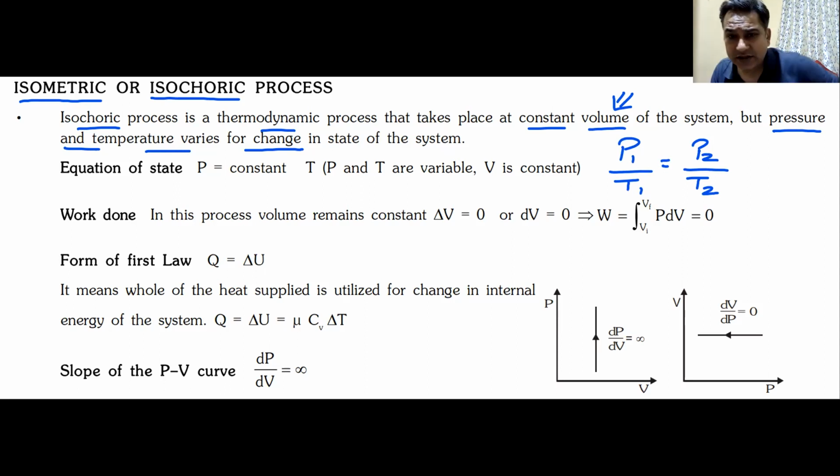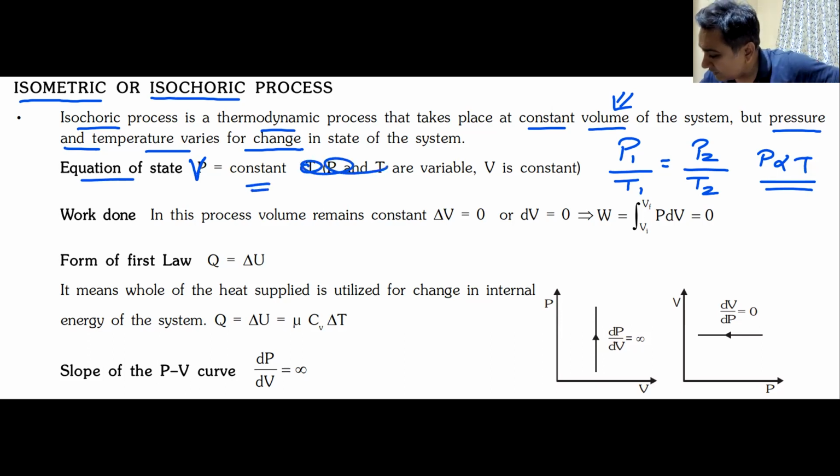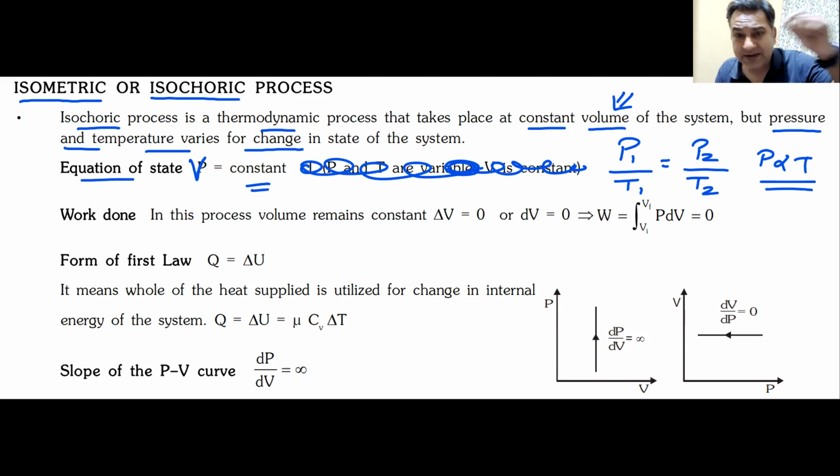PV is equal to nRT. V is constant, n is constant, R is constant, that means pressure is directly proportional to temperature. We understand this, yes or no? If I increase the temperature of the gas, the pressure of the gas has to increase, or P1 by T1 will remain constant. Equation of state is volume V is equal to constant. Volume V is constant, and you can write pressure is directly proportional to temperature, or P1 by T1.